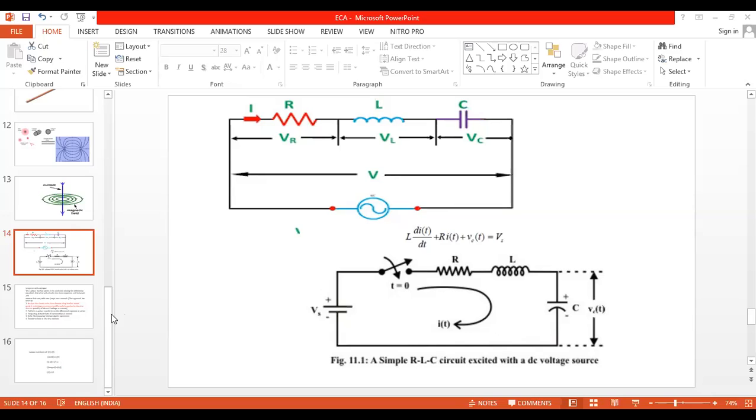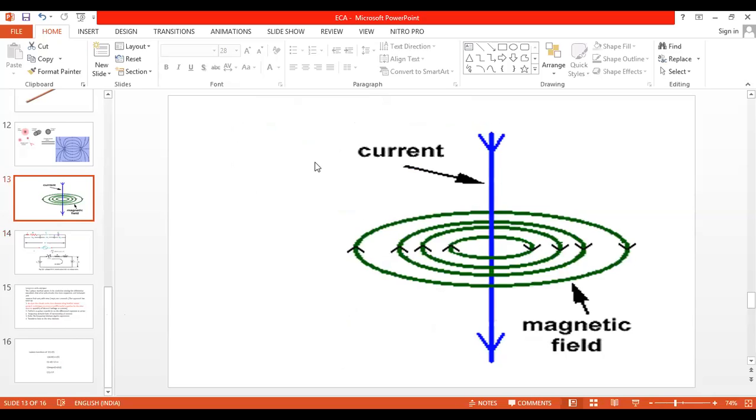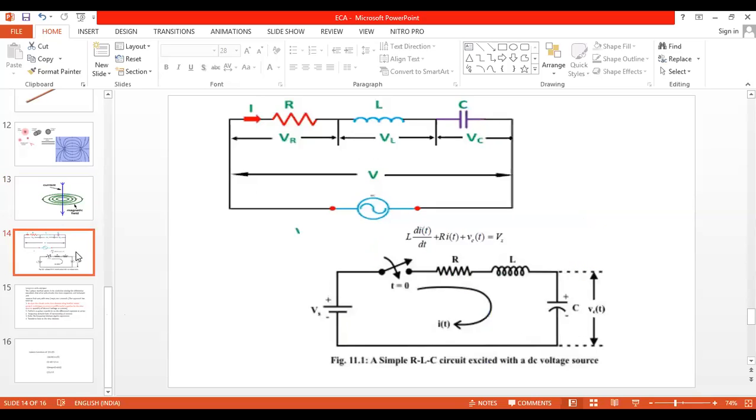Okay, so I'll do one thing. First, I hope up to this point it was clear: why we are supposed to place the capacitor and inductor. Now we have this circuit. In what way do we represent it in electrical circuit analysis? If a circuit is given, the very first step is to apply KVL. Source voltage equals R into I of t plus voltage across the inductor plus voltage across the capacitor.